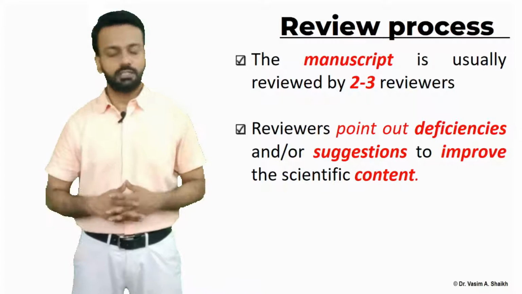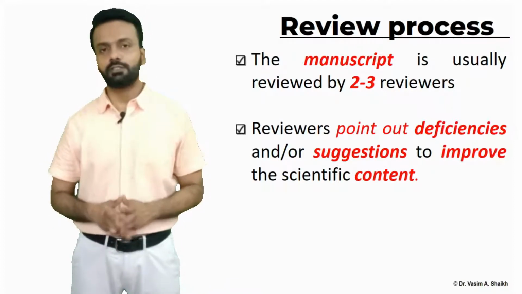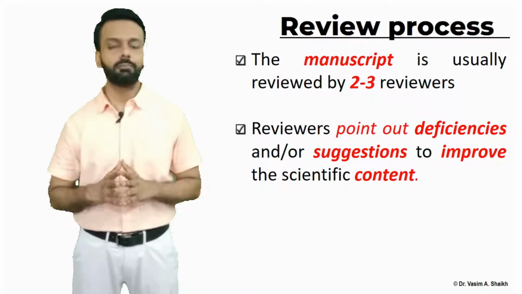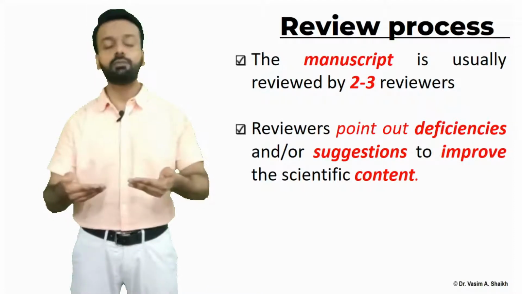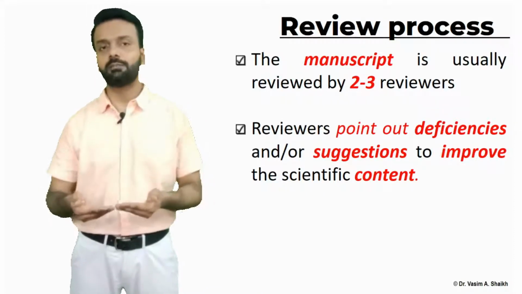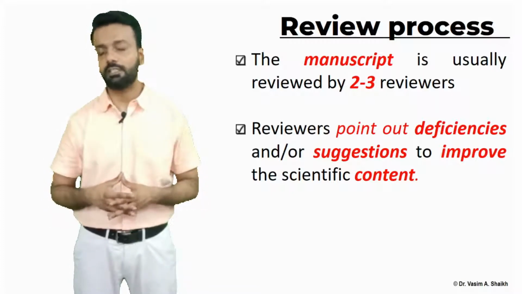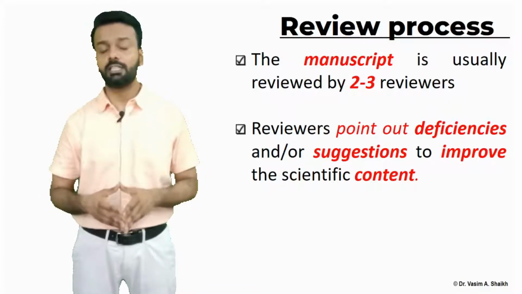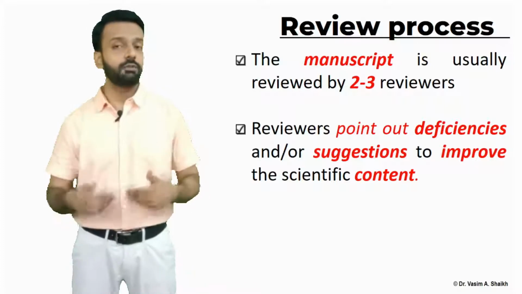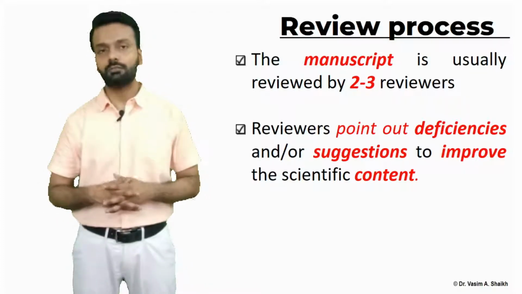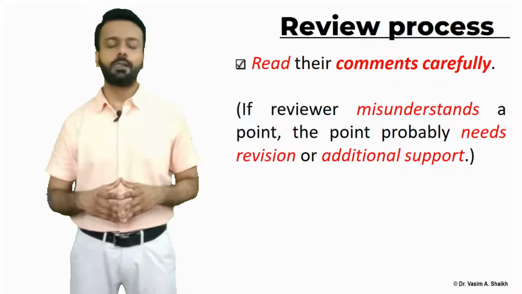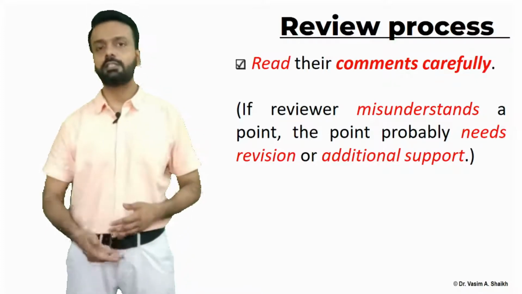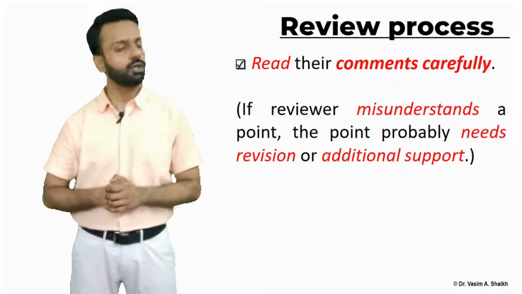Now let us see what are the steps involved in the review process. In general, the manuscript is sent to around 2 or 3 reviewers. The reviewers will go over the manuscript and point out the deficiencies, give some suggestions, and tell you that you need to improve the content of the paper. Once the reviewers are done with their reviewing process, the comments come back to the author.